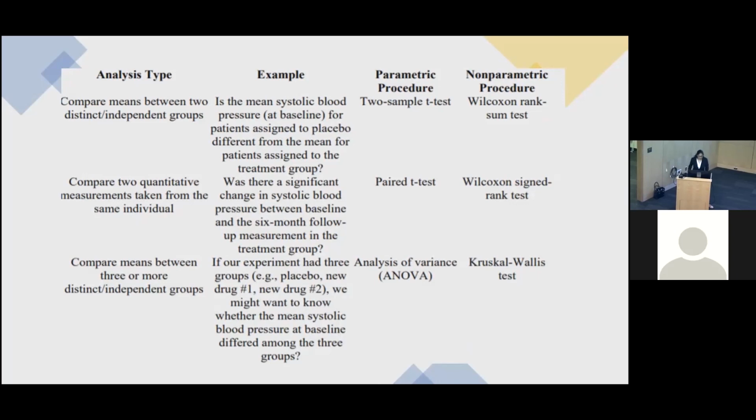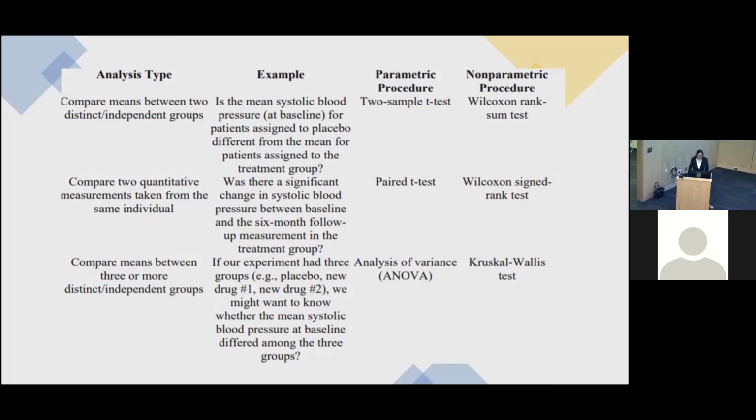The third situation is when you're comparing means between 3 or more distinct or independent groups. So if our experiment had 3 groups, that is placebo, new drug 1, and new drug 2, we might want to know whether the mean systolic blood pressure at the baseline differed among the 3 groups.